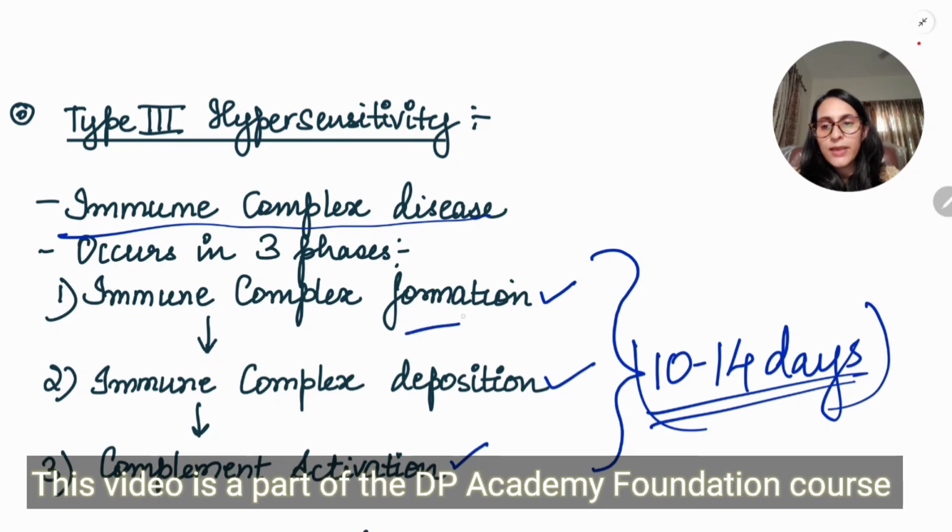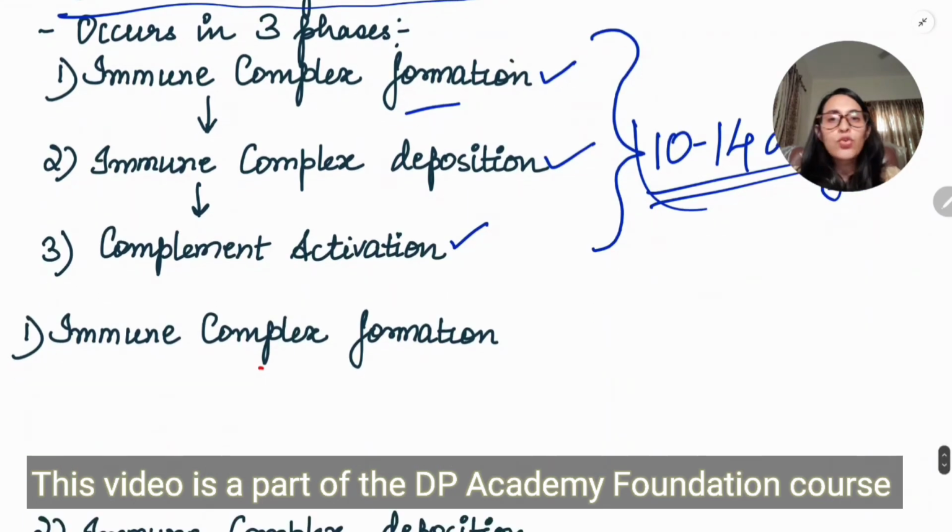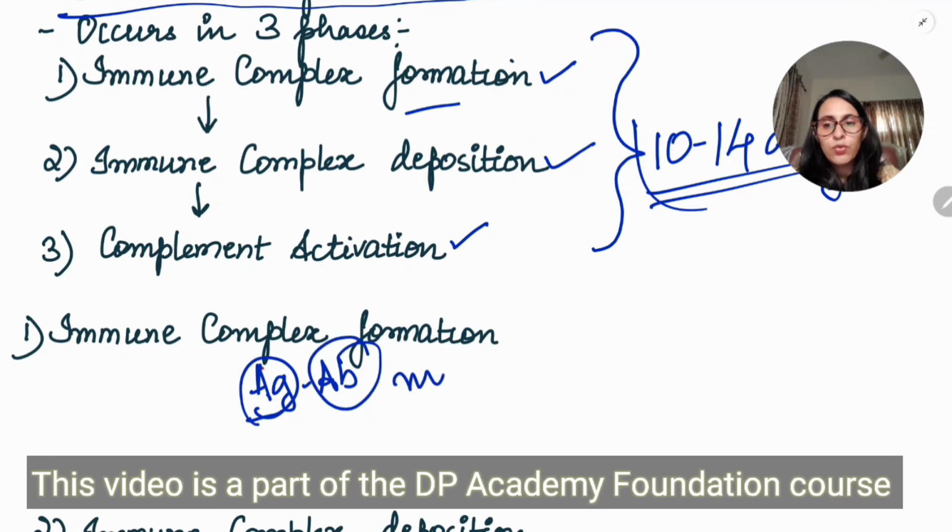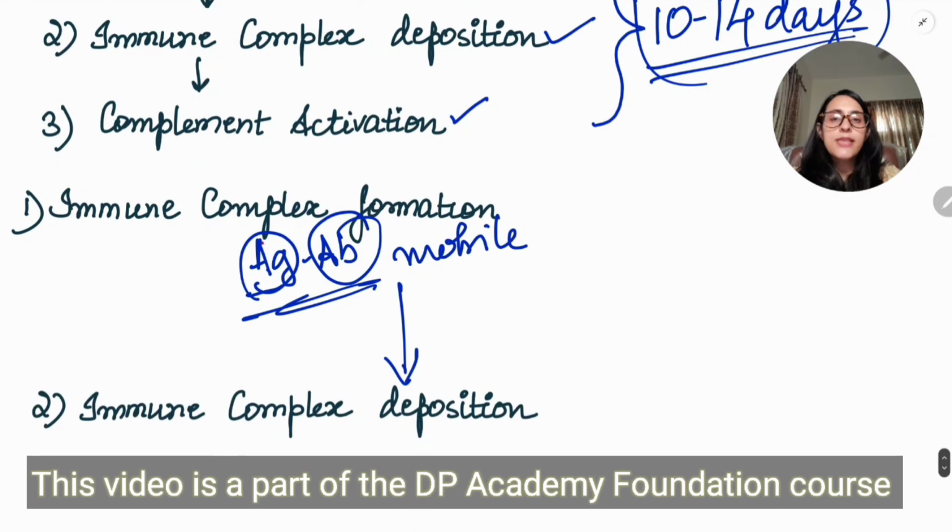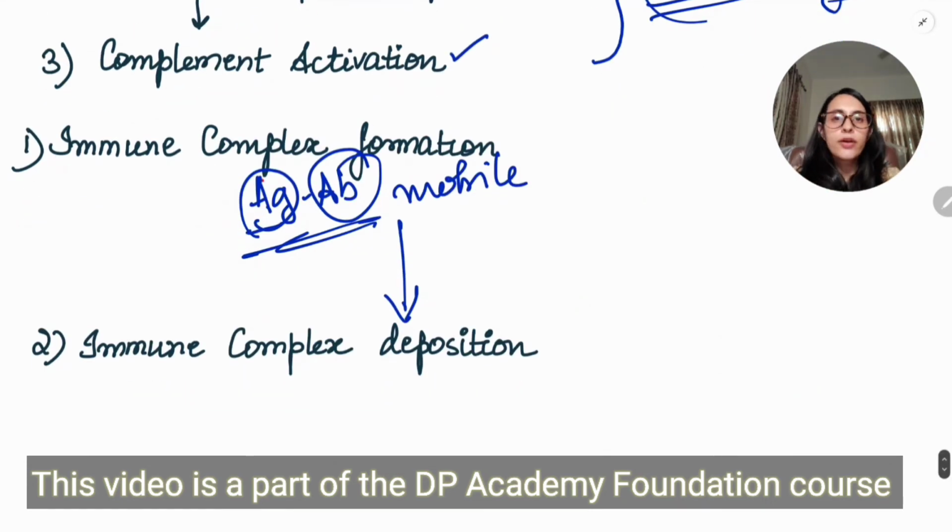So the first one is immune complex formation. What happens? Immune complex is formed. That means the antigen antibody complex formation takes place. Here both the antigen as well as the antibody are mobile, so this complex is also mobile. This complex is then deposited in some organ, joint, skin or serosa, and then it is going to create the problem.